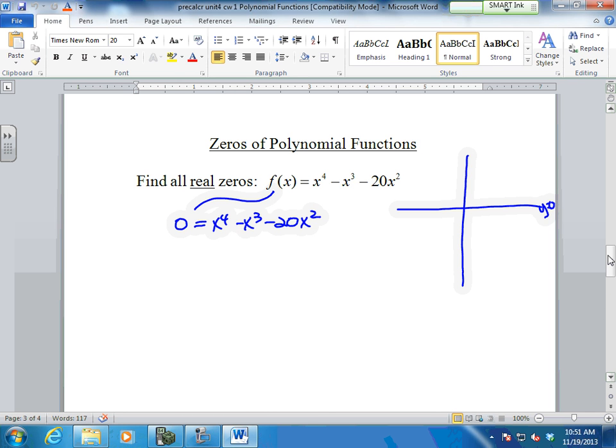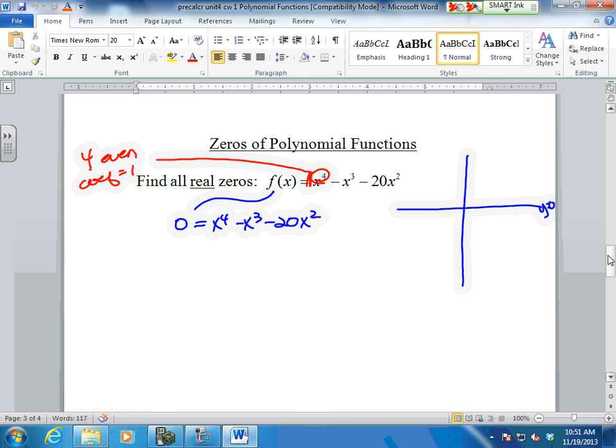Let's analyze this first. What's the highest exponent? 4. So this is an even number. Where do I expect, and let's look at your leading coefficient. What's your leading coefficient? Leading 1. But whatever has the highest exponent, find that coefficient. Your leading coefficient is 1. It's positive. So where are my ends going to go?